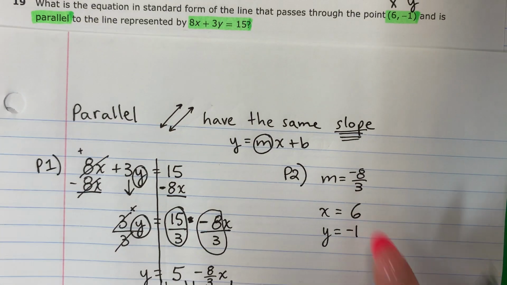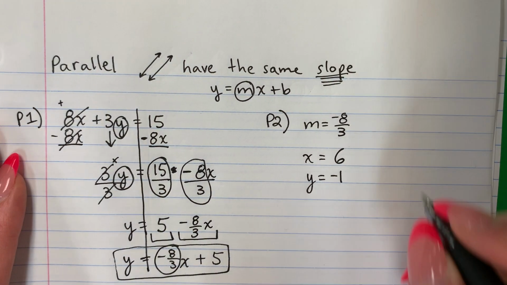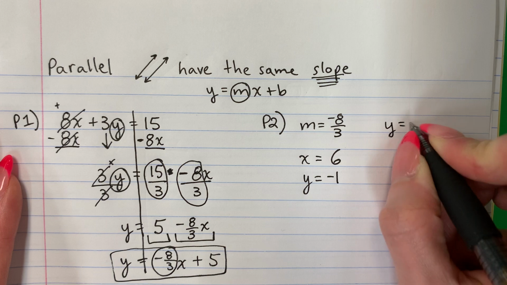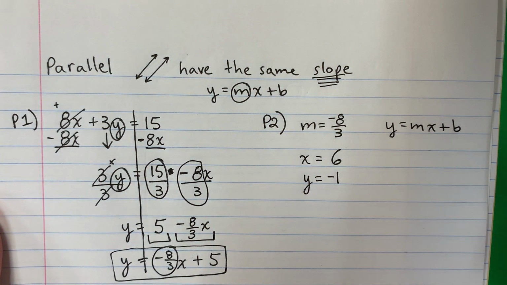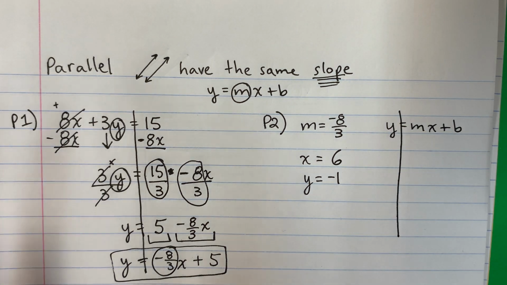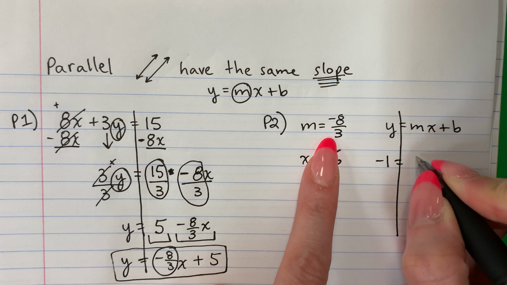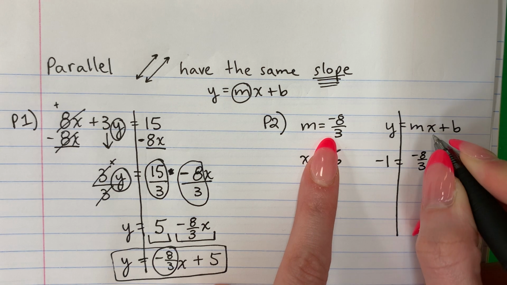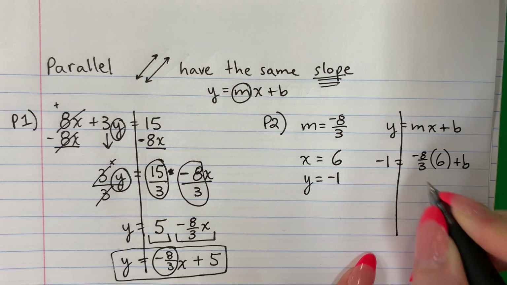Okay? So now, with these numbers, I need to find b. Ahora, con estos números, necesito encontrar la b. So I will use y equals mx plus b. Voy a encontrar y igual mx más b. Let's put the numbers. Vamos a poner los números. Y negative 1 equals m is negative 8 thirds. X is 6 in parentheses plus b.